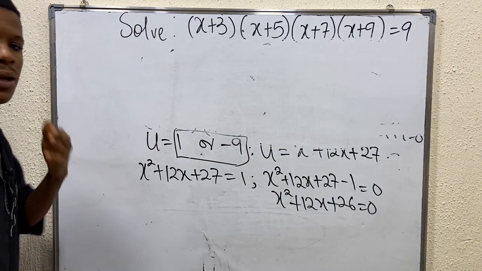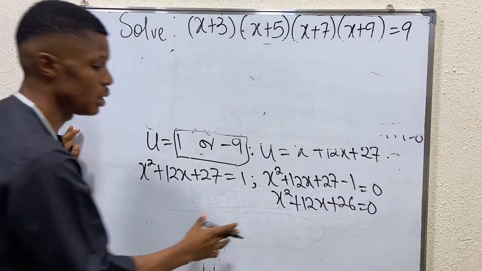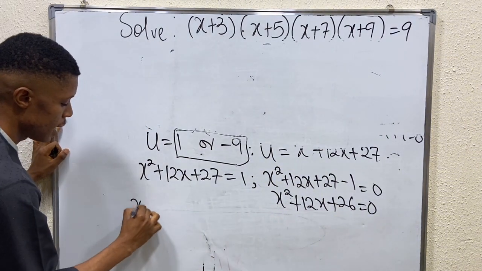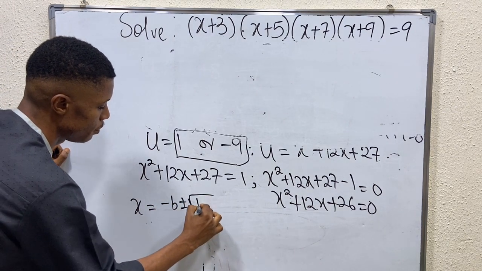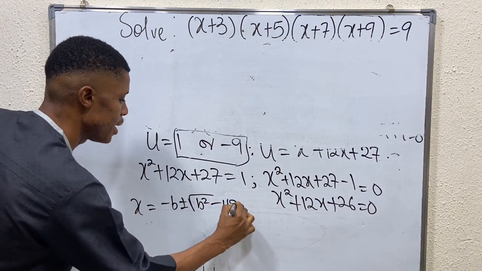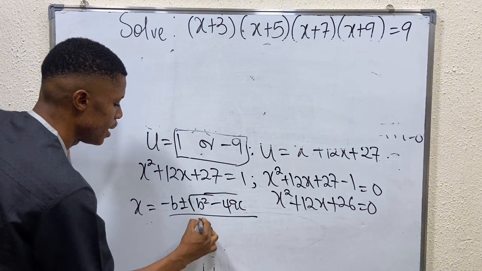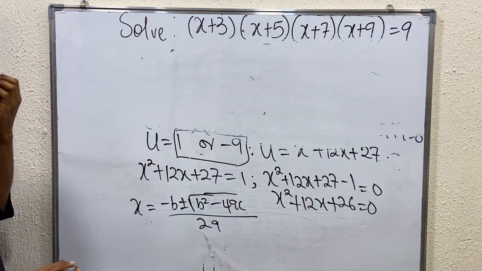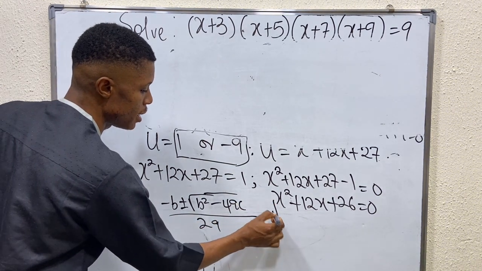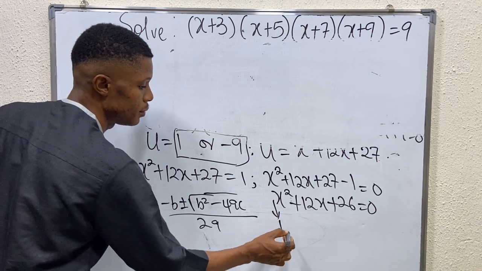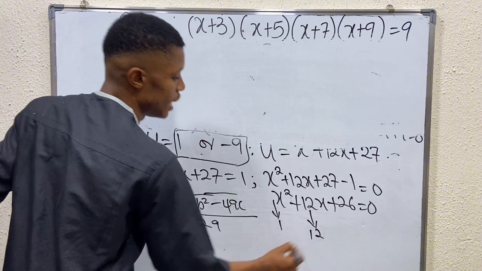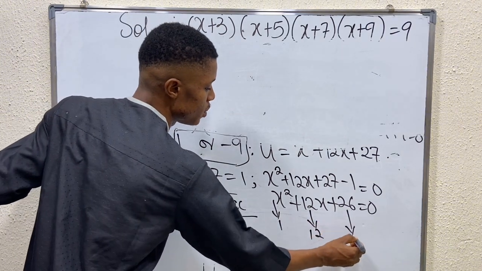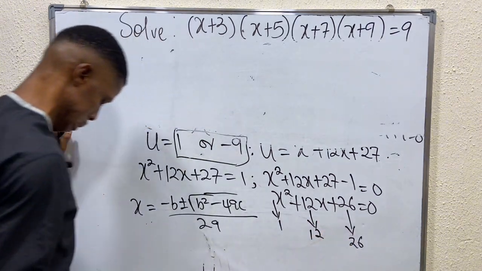So to solve for the value of x, we are going to use the general quadratic formula, which says that x is equal to minus b plus or minus the square root of b squared minus 4ac, divided by 2a. Okay? We can now note that our a is the coefficient of x squared, which is 1. Our b is the coefficient of x, which is 12. And our c is the last term, which is 26.